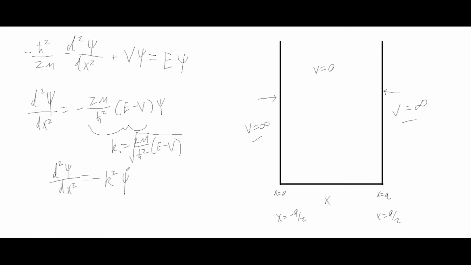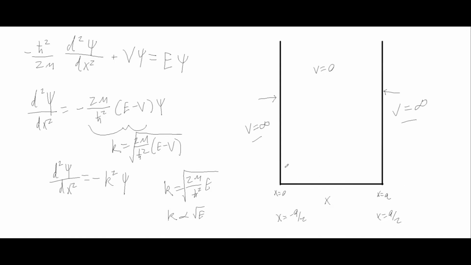So inside the well, since V is 0 inside the well, we can say that k is equal to the square root of 2m over h bar squared times E, with V just 0. And this tells us that k is proportional to the square root of the energy.